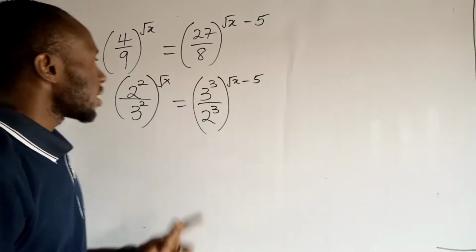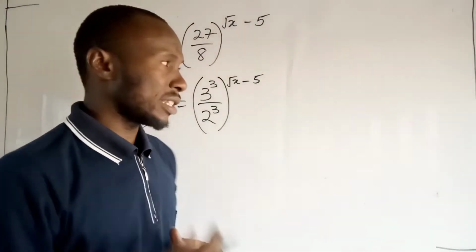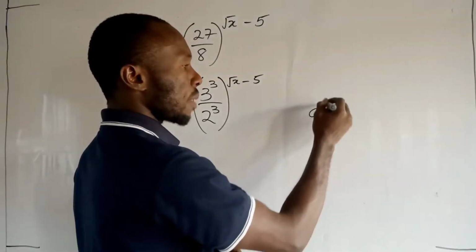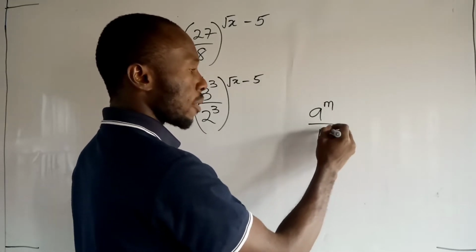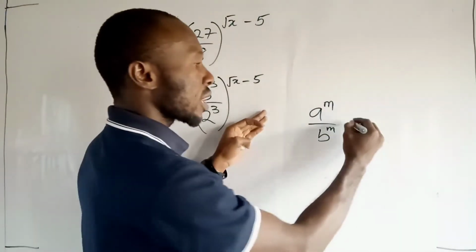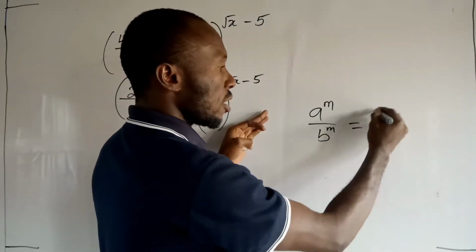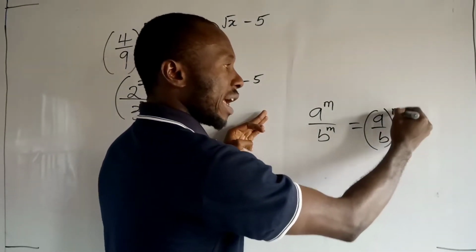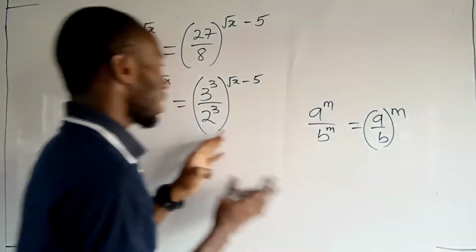Okay. There's a law I want you to remember in indices. It says if you have a to the power n upon b to the power n, what is unique about this guy is that they have the same power. So we can write it as a upon b all to the power n. Okay, this is very true. So that's what I'm going to do right here.